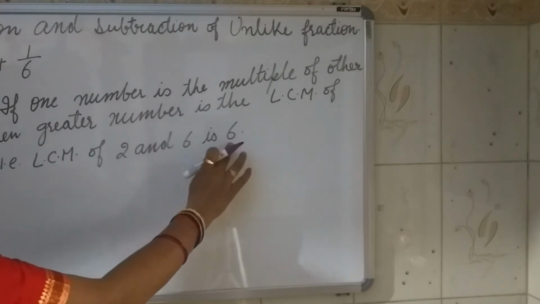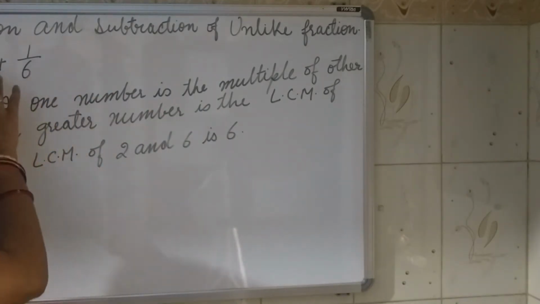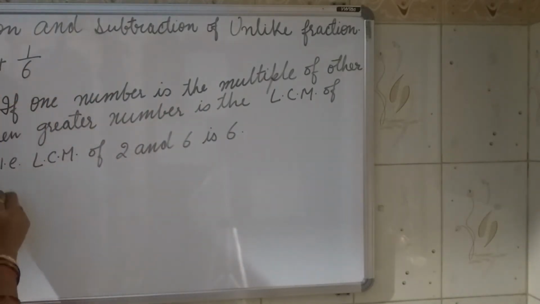Now the LCM is 6. It means we have to change the denominator into 6. So first we will take 1 by 2. Which number will we multiply in 2 to get 6?